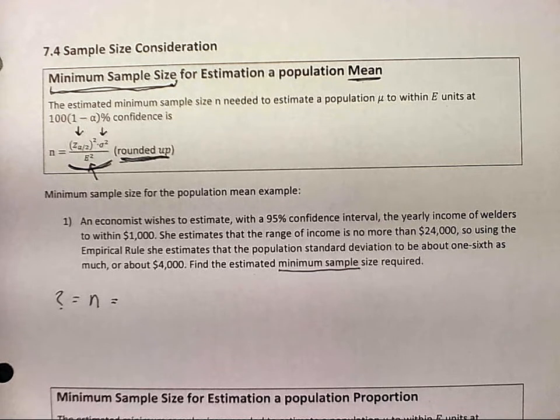What average are we talking about? The average income, right? We're talking about an average income here. We're not talking about the proportion of welders that earn above $100,000 or anything like that. We're not talking about proportions. We're talking about the average income.